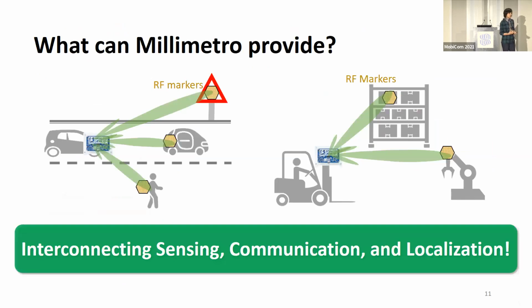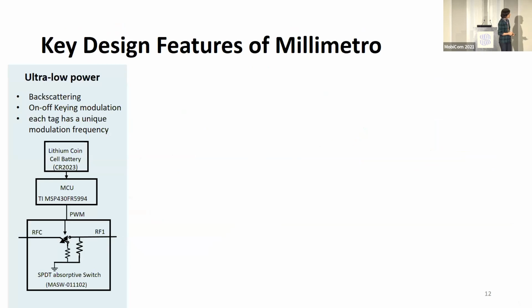We call this system Millimetro, and you can imagine these Millimetro tags attached to road signs, pavements, the back of bicycles. And then with these radars that we already have in the car, we can detect them, identify them, and localize them. Some of the key features of Millimetro: to get ultra low power consumption, you see that the tag circuitry is very simple. We just have an RF switch to do that modulation, or switching on and off. So the tag is really dumb, so it doesn't do anything.